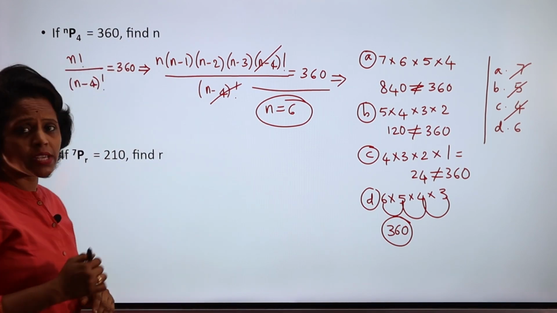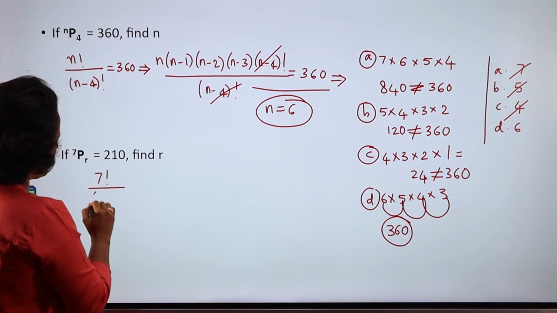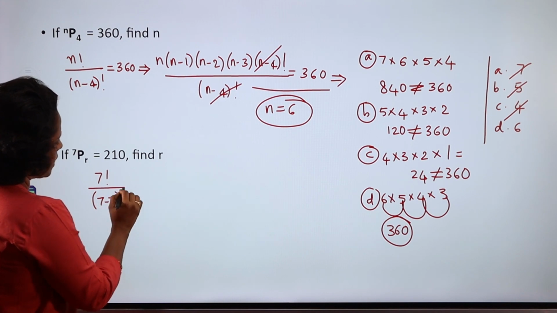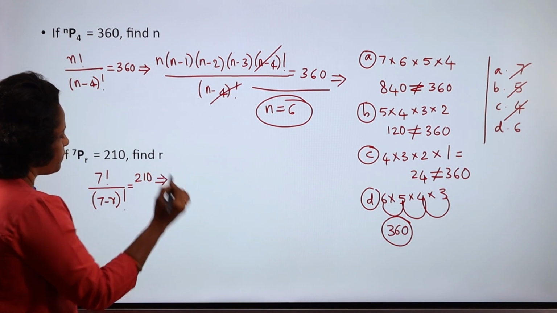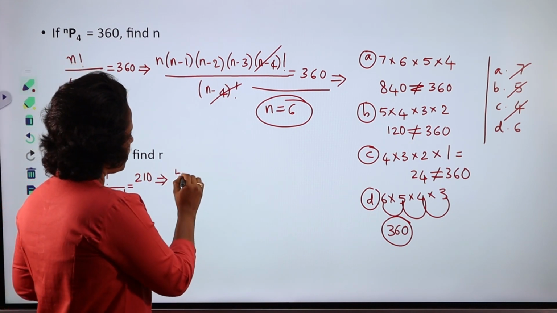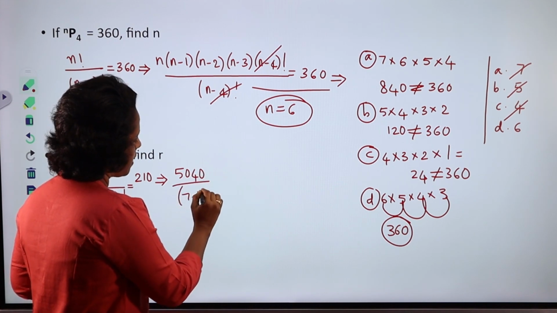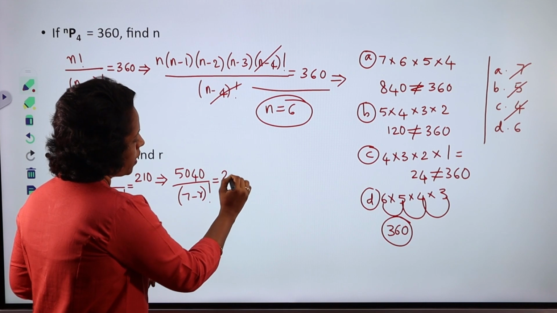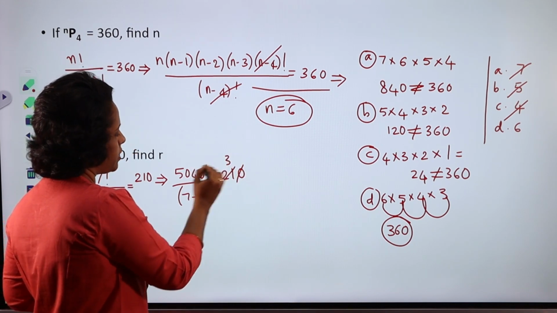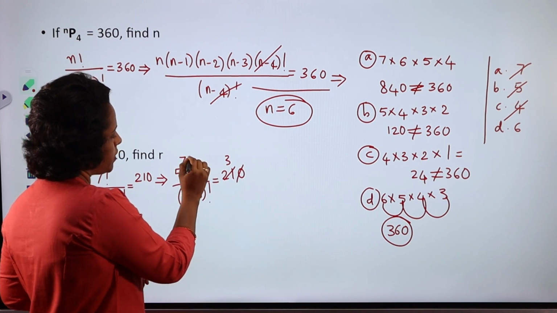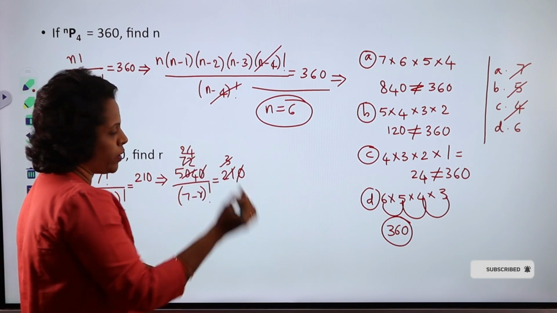The next question, if 7pr equals 210, find r. What is 7pr? 7 factorial divided by 7 minus r factorial, which will be 210. Now what is 7 factorial? 5040 divided by 7 minus r factorial equals 210. Cancelling the 0s here, and this goes in the 7 table. 7 3s are 21, 7 7s are 49, 7 2s are 14, 3 1s are 3, 3 2s are 6, 3 4s are 12, 24s are, right?